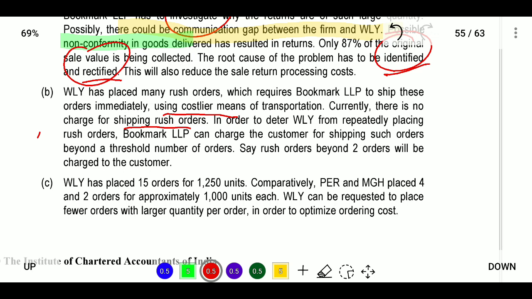In order to deliver, for WLY repeatedly placing rush orders, Bookmark LLP can charge the customer for shipping such orders beyond a threshold number of orders. So what is the strategy? If you order, for example, 5 orders or 2 orders, after that you will be charged. Free deliveries will be provided up to some threshold, and only then will they order more quantity.